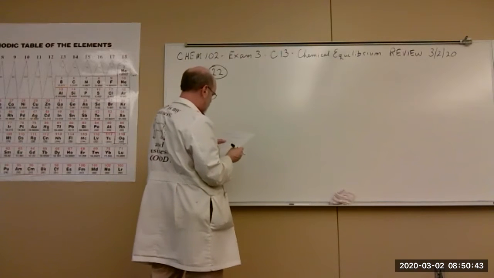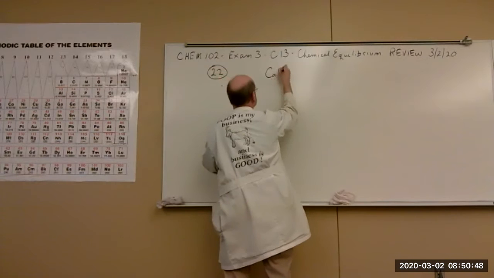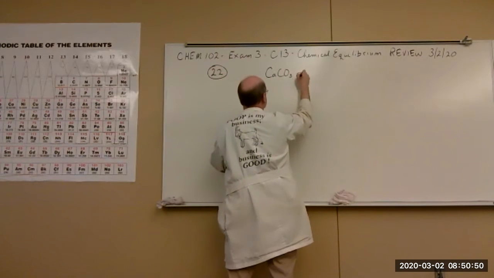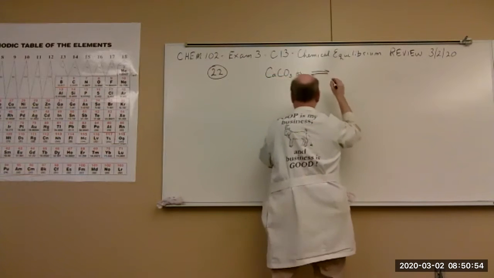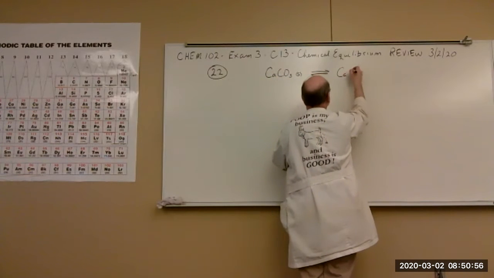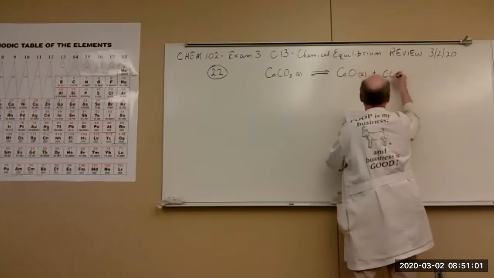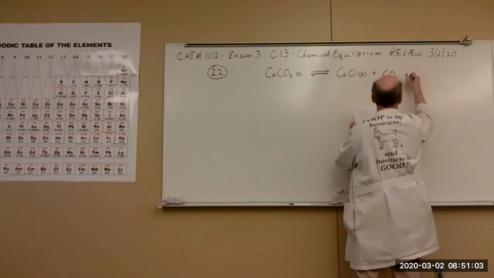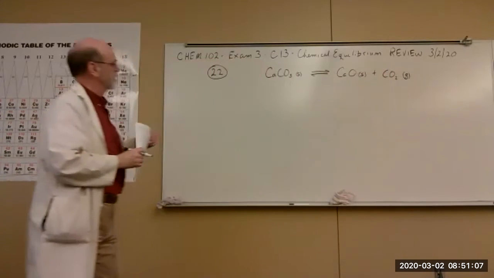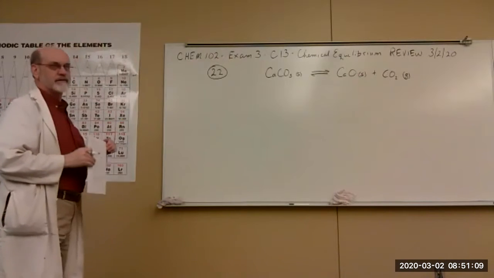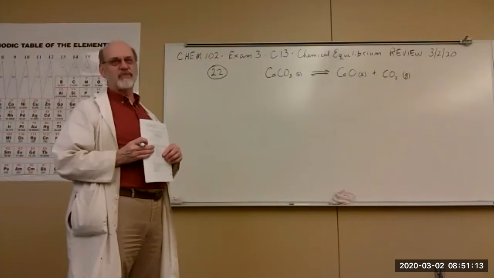For this reaction below, let's put the reaction down here first. Calcium carbonate, solid, goes to calcium oxide. Where would I go to see that reaction on an industrial scale? A cement plant.